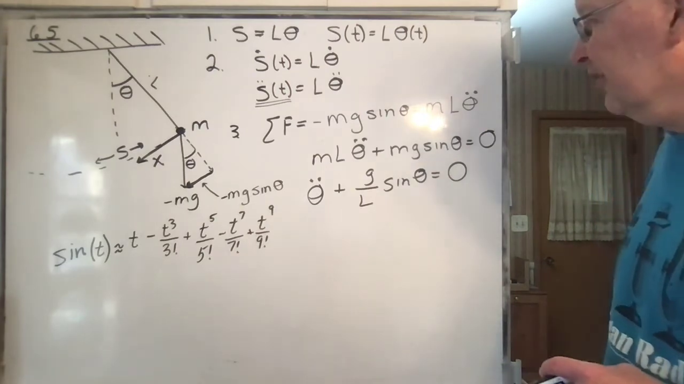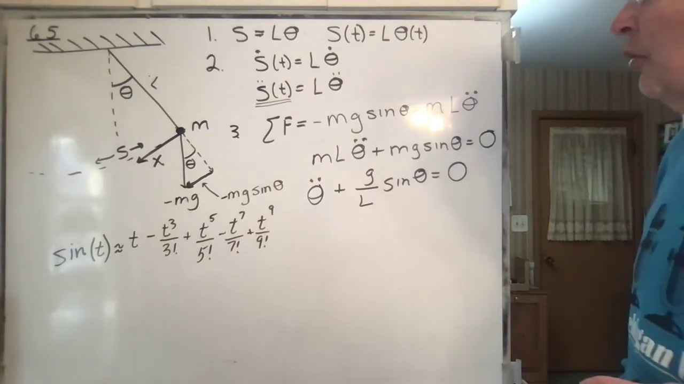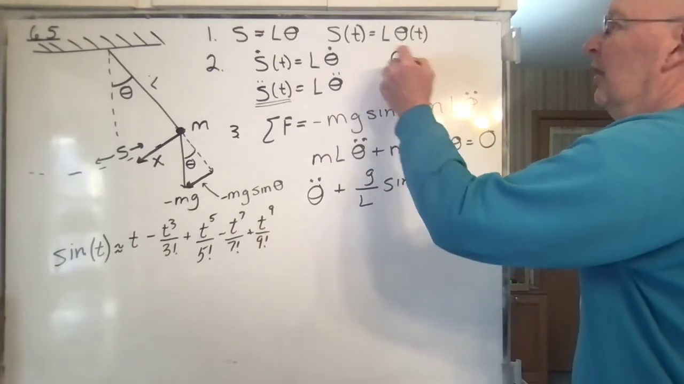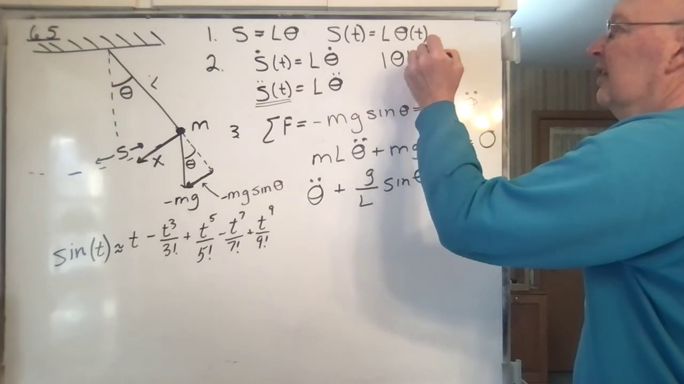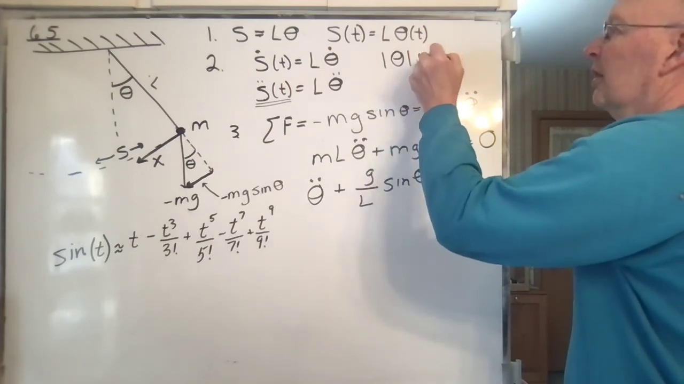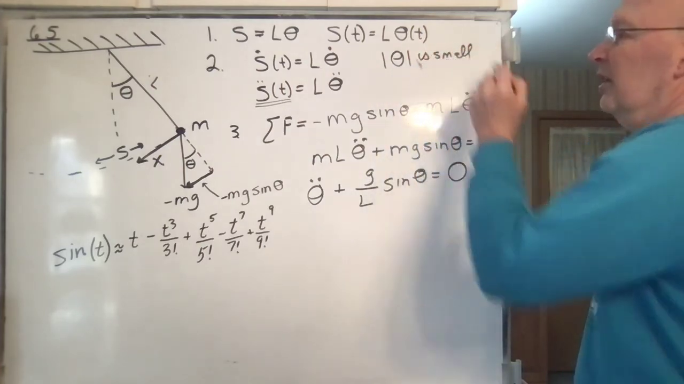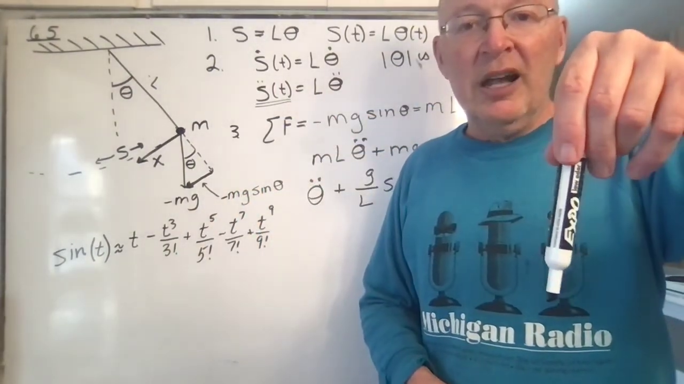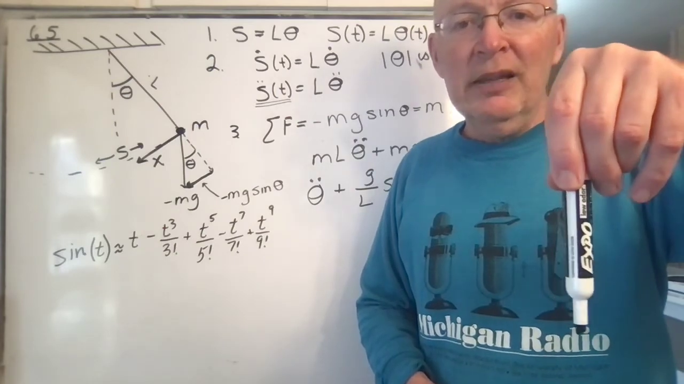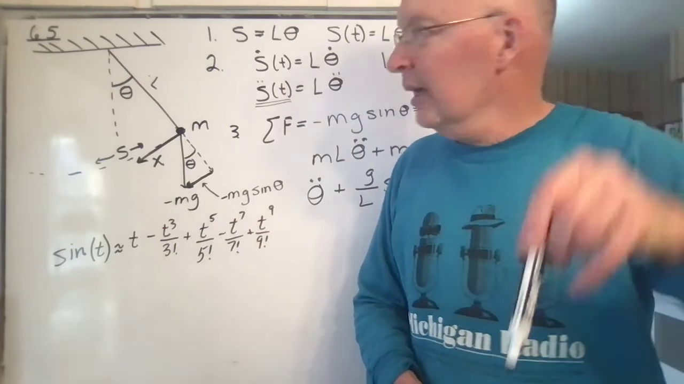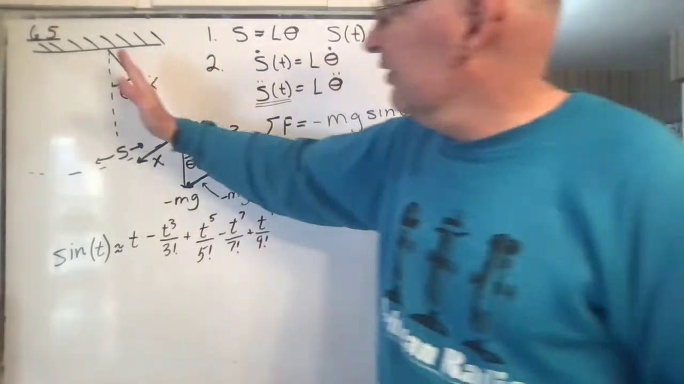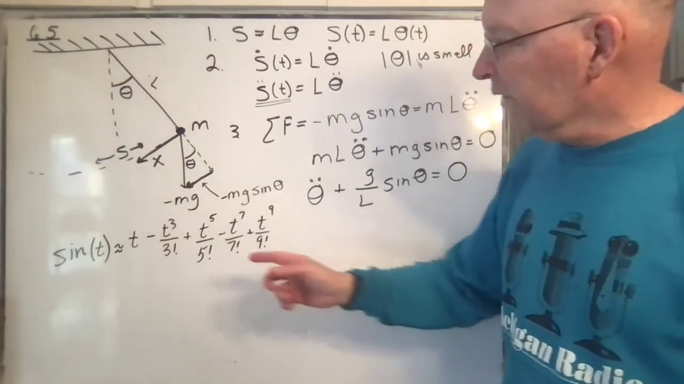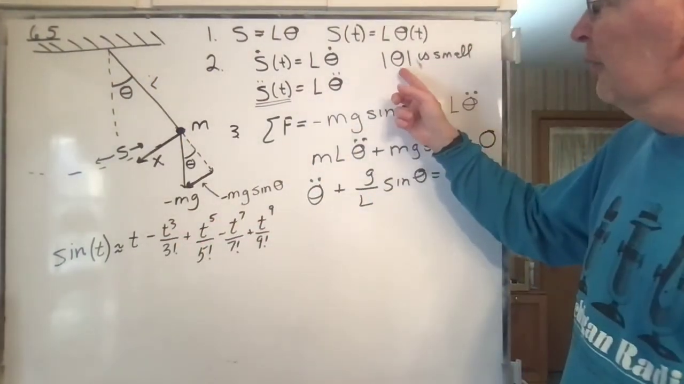So for our purposes, we're going to assume that theta is small, which means that this pendulum is just like a grandfather clock, where the pendulum is just barely going from side to side. It's a very, very small angle, and this is in radians.